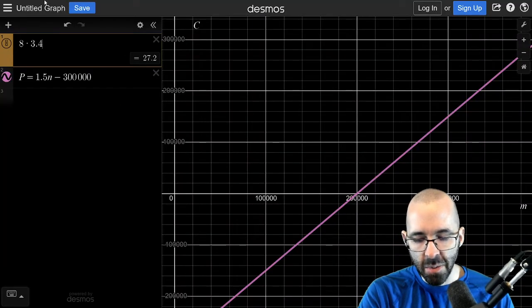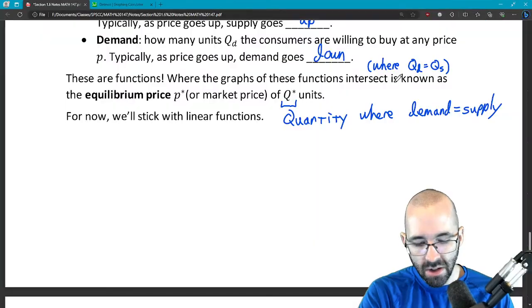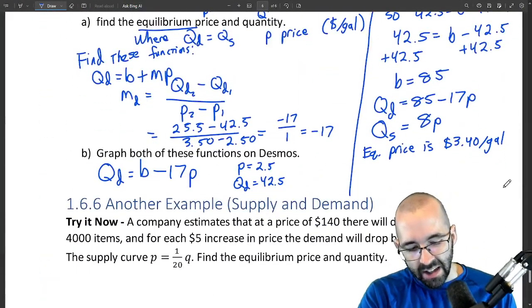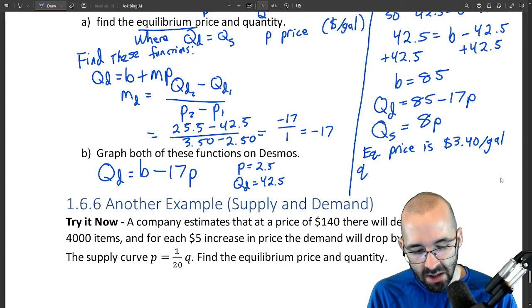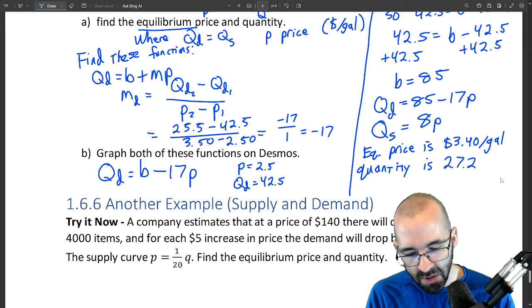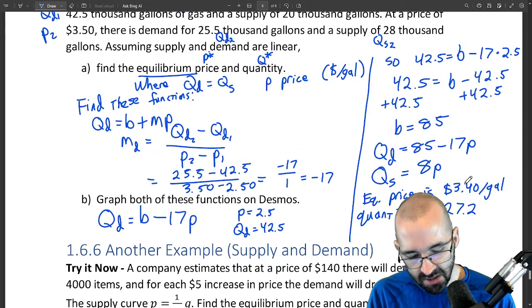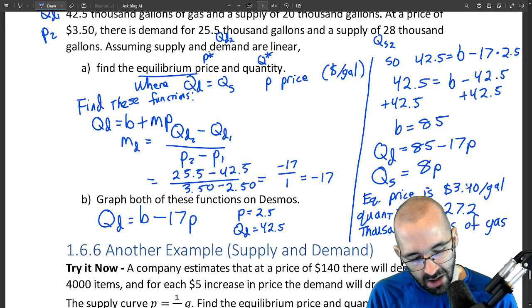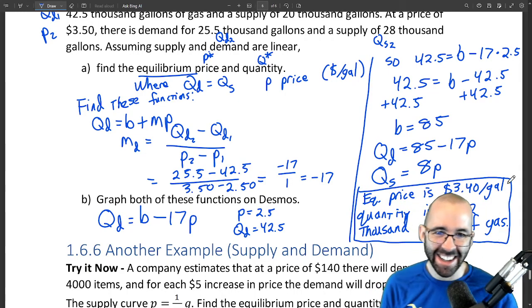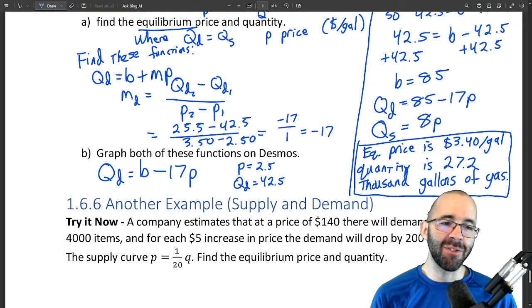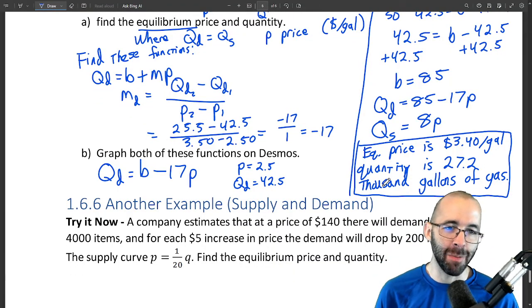And we use that for our equilibrium point. Okay, so the equilibrium price is $3.40 per gallon, and the quantity is 27.2 thousands of gallons of gas. And that totally fit in the white space that I gave you. Well, hopefully it did fit in the white space I gave you. It didn't fit in the white space I gave me.